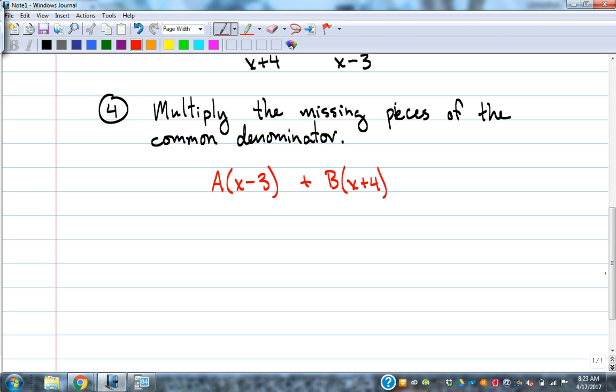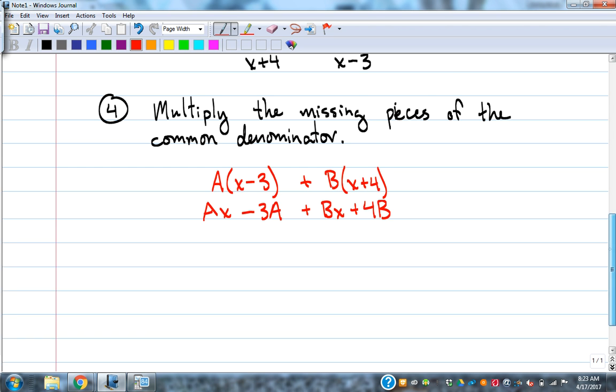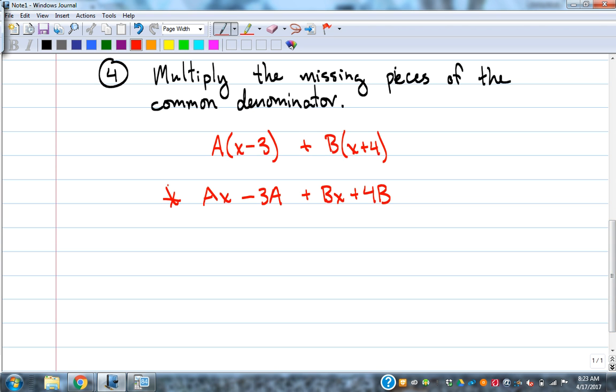And then we're going to distribute. So that's ax minus 3a plus bx plus 4b. That statement right there, that line, is going to be where we're going to do the next thing from. And that's set up a system of equations.